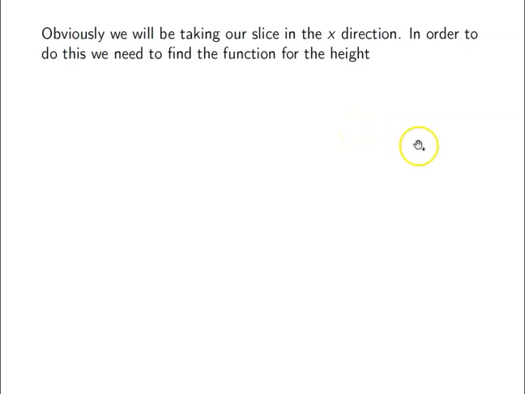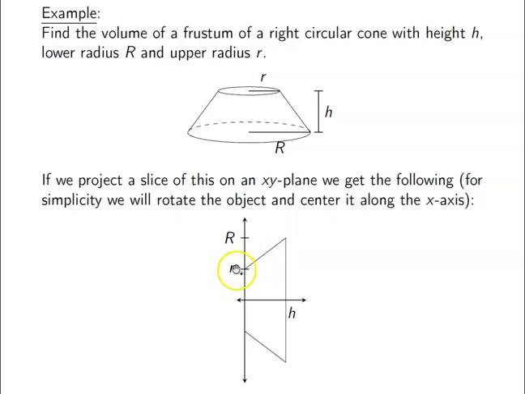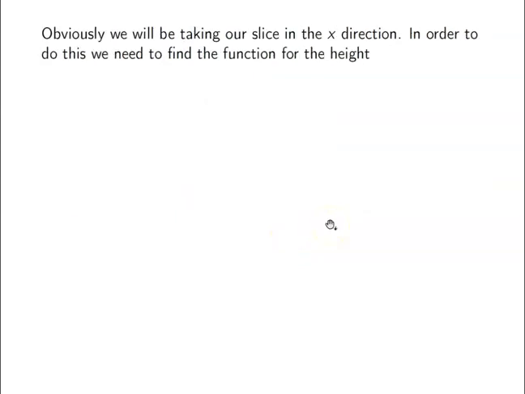In order to do this, we need to find the function for the height. This looks like a line, so this will give us a height. So I need to find the equation of this line. If you look, there are 2 points here: there's little r on the y-axis, and there's this point h and big R. So I have 2 points, which means I can find the equation of a line.